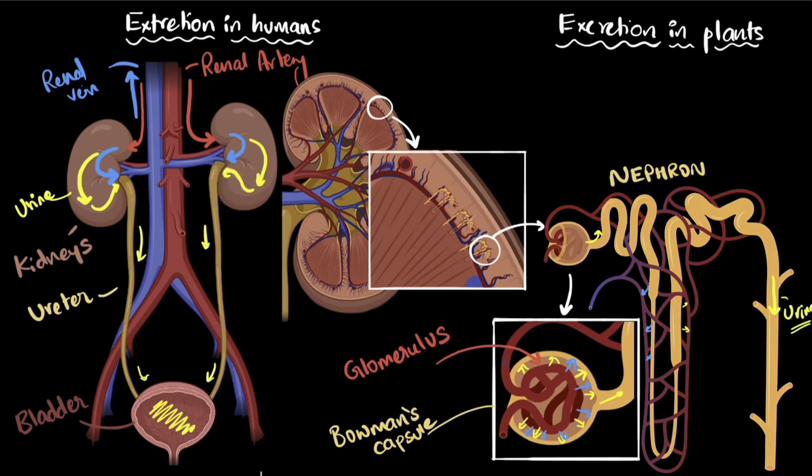Which means the first part of filtration happens over here from the glomerulus into the Bowman's capsule, but then we realize too many things have also gone out. We want to reabsorb a few things, and the rest of the nephron is to reabsorb. And finally, whatever remains is the urine that goes into the ureter, goes into the bladder, and comes out.